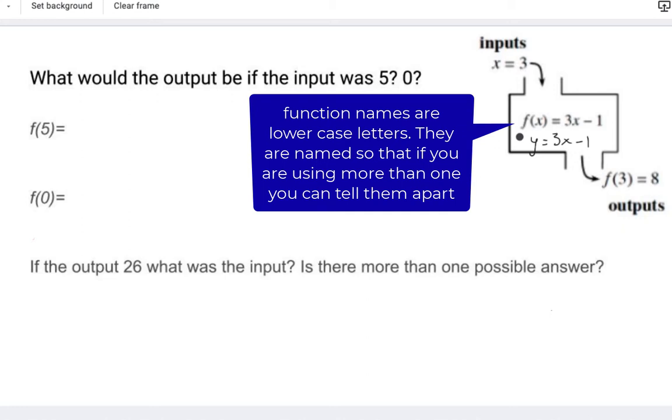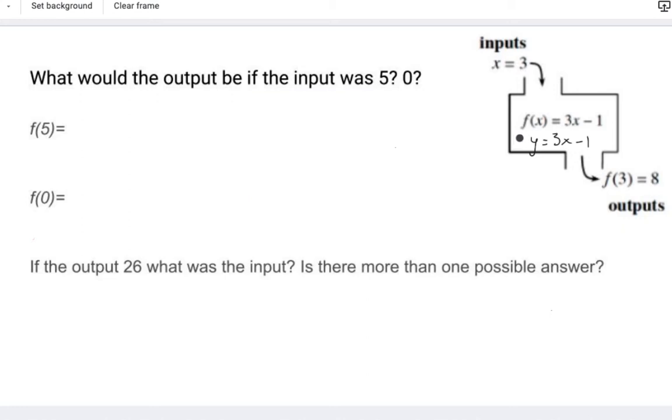The reason you name a function with a lowercase italic letter is so you can tell them apart. So this is function f. f of x also just means y. So what they're asking here is, what's y if x is 5? Where you see x in the function, you're just going to put a 5. Make sure you put it in parentheses just in case it's negative, and then use order of operations.